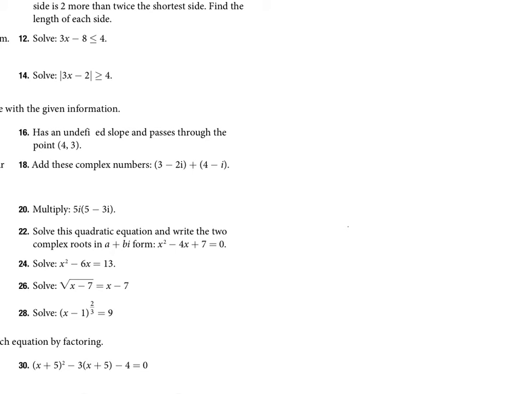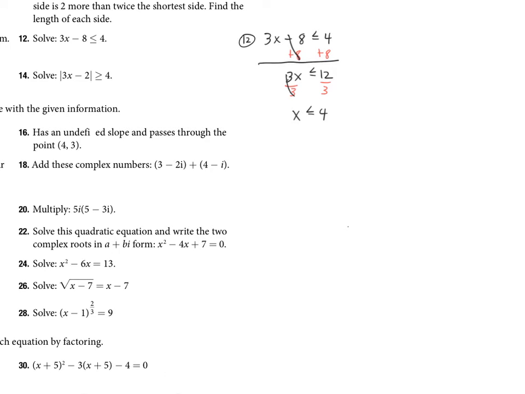Okay, number 12. We have 3x minus 8 is less than or equal to 4, so we want to solve. We're going to add 8 to both sides. We get 3x is less than or equal to 12. Divide by 3. So we get x is less than or equal to 4.